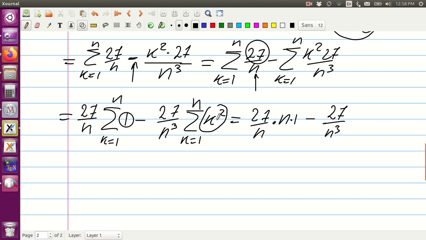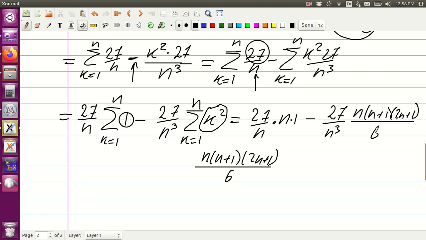And for k squared, we have to use the formula. The formula was n times n plus 1 times 2n plus 1 divided by 6. And that's what we're going to put over here. n times n plus 1 times 2n plus 1 divided by 6. Right, so we use this formula for this expression.